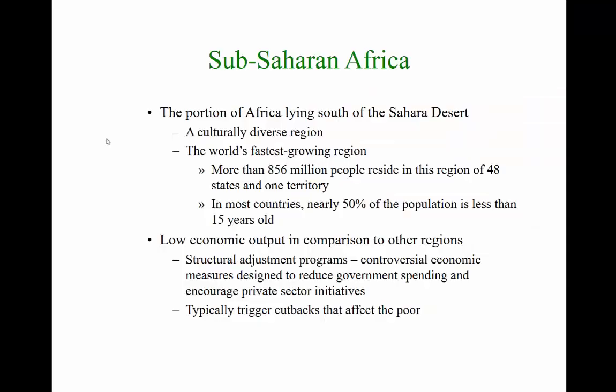But when we look at Sub-Saharan Africa, it's culturally diverse. It's one of the fastest growing regions. It's got about 856 million people in 48 countries and one territory. And in most of these countries, nearly 50% of the population is less than 15 years old. So we can get an idea as to what this looks like from an age-sex pyramid.